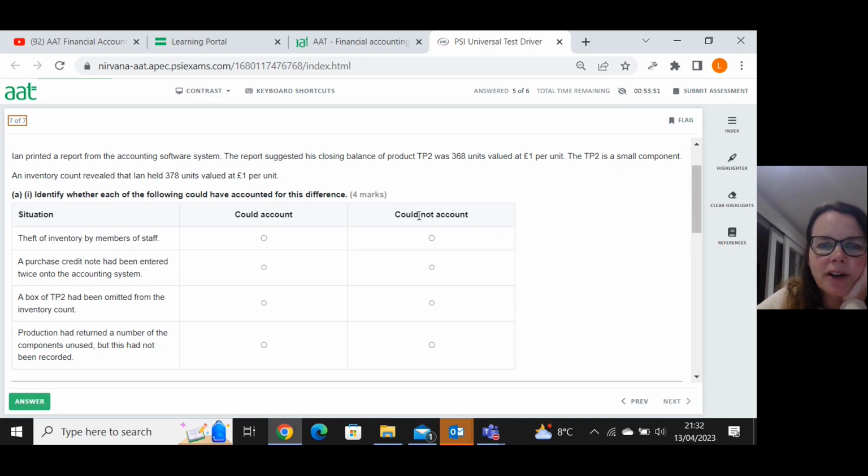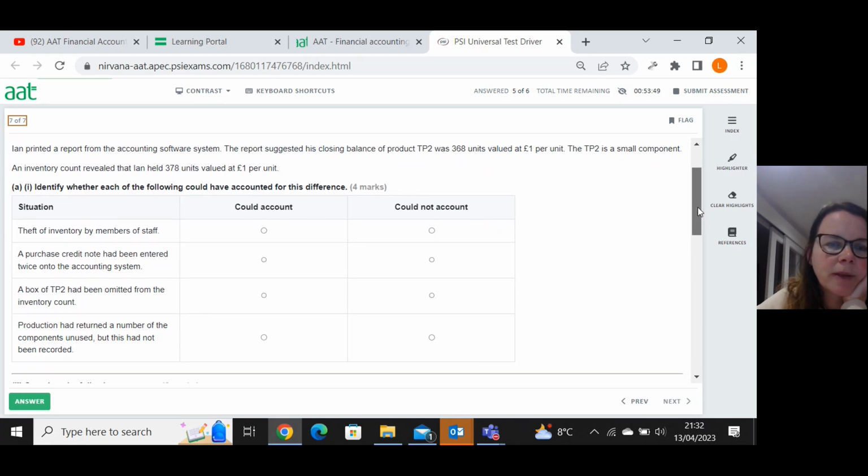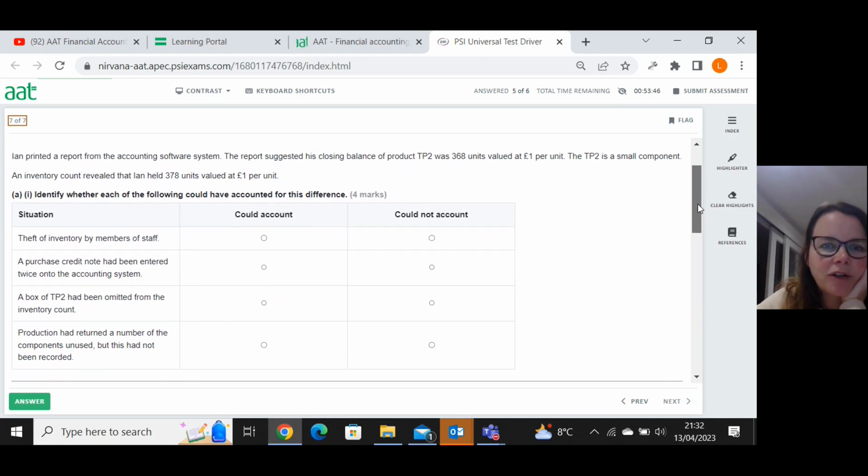Identify whether each of the following could have accounted for this difference. So, theft of inventory. Well, no, because if it was theft, you'd expect the actual physical count to be lower than the accounting system. A purchase credit note had been entered twice on the accounting system. So a purchase credit note would mean that we'd sent stuff back, which would mean we would be holding less. So yes, it could be that.